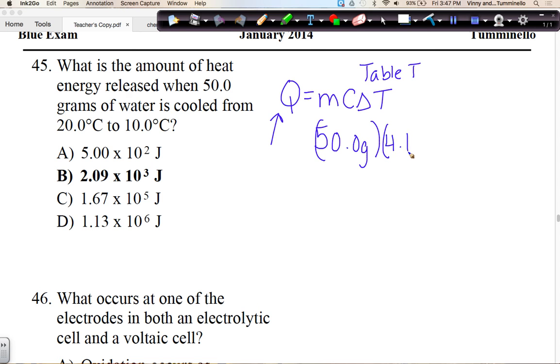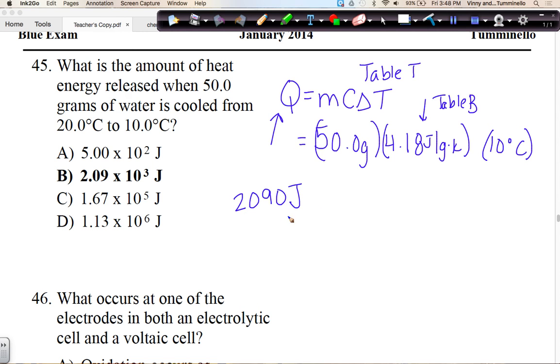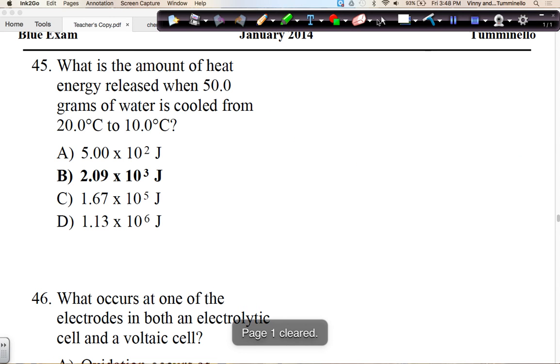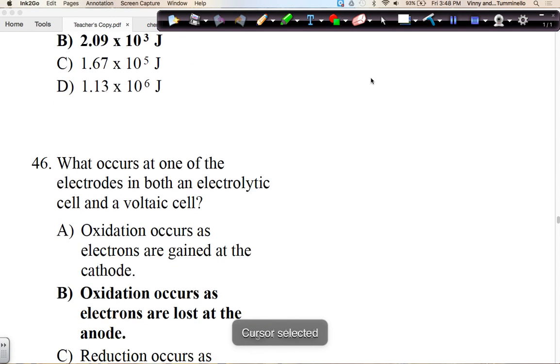The C value is 4.18 joules per gram Kelvin. This is on table B, the constants for water. And the delta T, remember that symbol delta means subtract, so that means that we're going to put in a 10 degrees Celsius here. When you multiply out and get your answer, we wind up with 2,090 joules, which is the same thing as 2.09 times 10 to the third joules. That would be a scientific notation way to write it.